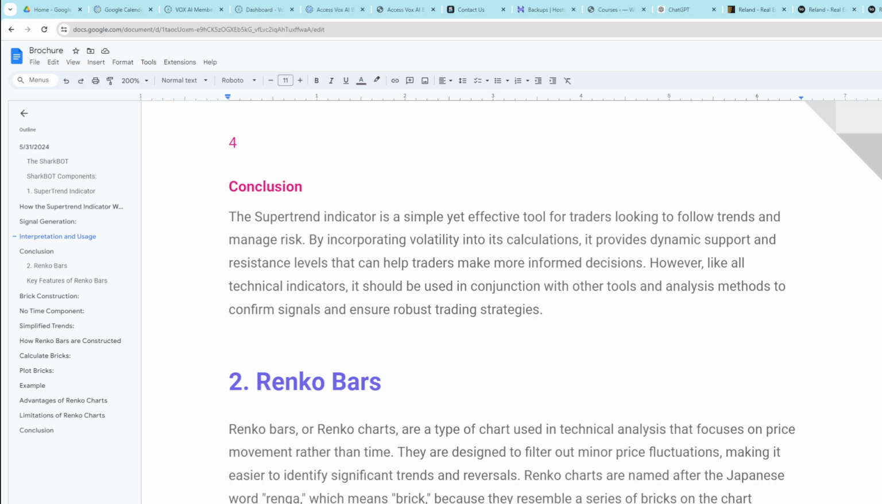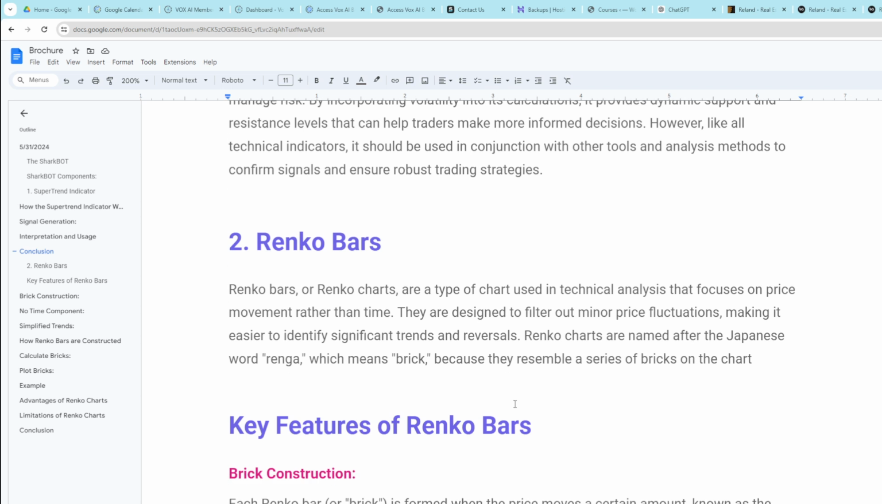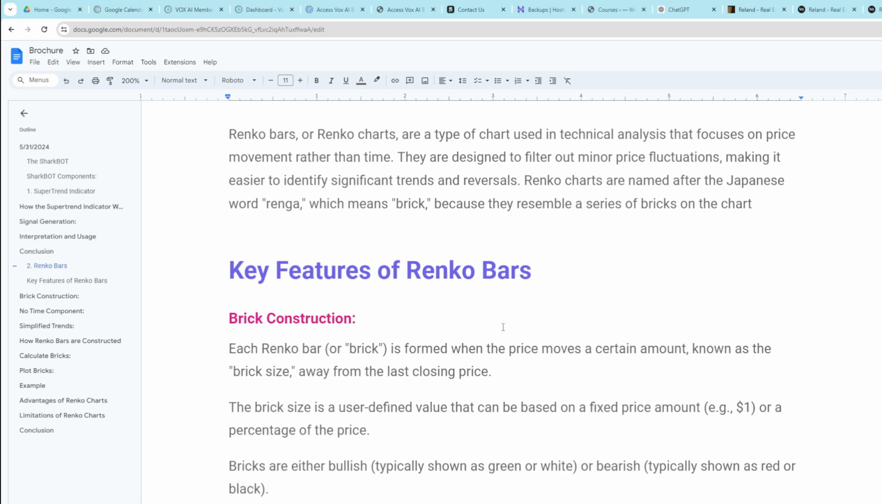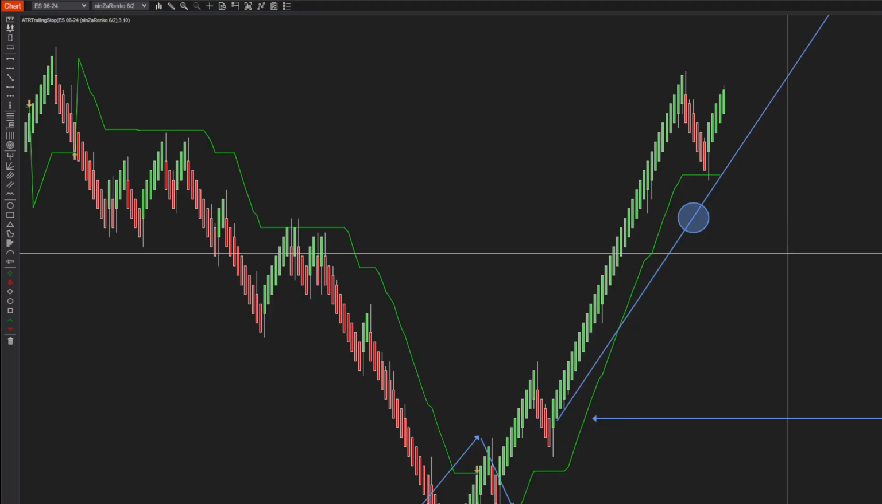Now let's go back and revisit the second component of the trading system, which is the Renko bars. So Renko bars, or Renko charts, are a type of chart used in technical analysis that focuses on price movement rather than time. They're designed to filter out the minor price fluctuations, making it easier to identify significant trends and reversals. Renko charts are named after the Japanese word renga, which means brick, because they resemble a series of bricks on a chart. Alright, so let's talk about Renko real quick.